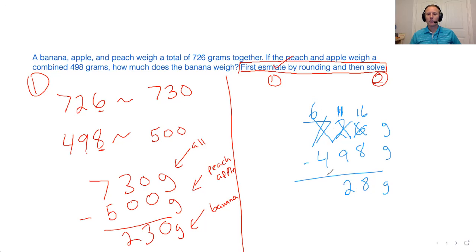And then I have 600s minus 400s, which is also 2. So I put 2 in the hundreds place. And I'm left with 228 grams, which is, as you'll see, very close to my estimate of 230 grams. Right? So the banana weighs 228 grams. We had thought it was going to be around 230 grams.